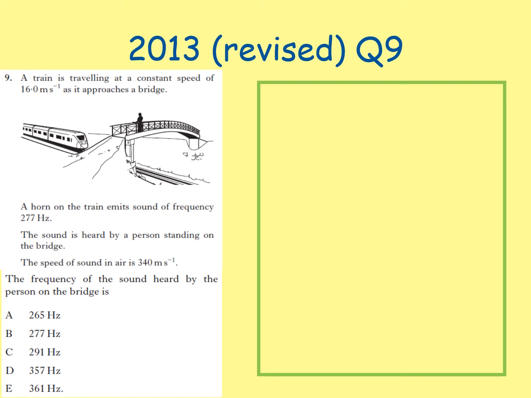Again, let's write down what we know and what we want to find out. We want our observed frequency, because that's the frequency heard by the person on the bridge. The frequency of the source, we're told, is 277 Hz. The speed of sound, we've got 340 meters per second. And the speed of the source is 16 meters per second.